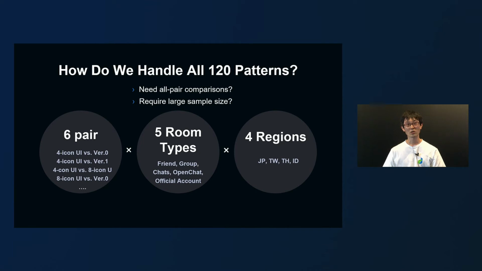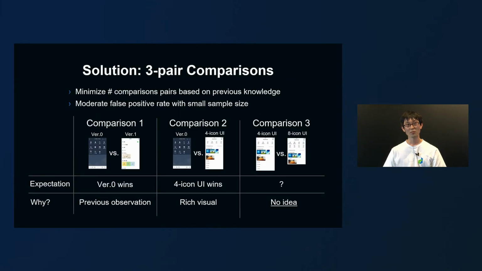The next question was, how do we handle all the patterns? That is, if you compare 4 UIs in pairs, then you get 6 pairs in total. Furthermore, the Line app has 5 room types. And also, we had to do assessments in 4 major regions. If we just try to compare all the pairs, we will need a large sample size for the A/B test. Also, if we extract data from scratch, the data handling cost for our analysts will be extremely high.